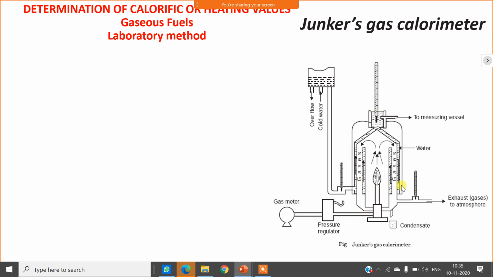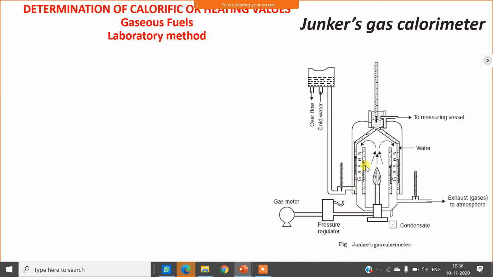Now this portion is a calorimeter. This is called a gas calorimeter. Inside the gas calorimeter the flue gas surrounds. Flue gas means the combustion gases. After combustion of fuel, the product of combustion moves inside the calorimeter. Now inside the calorimeter there are a number of water tubes.